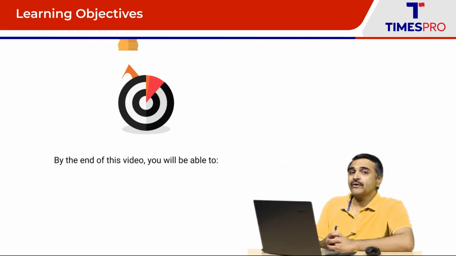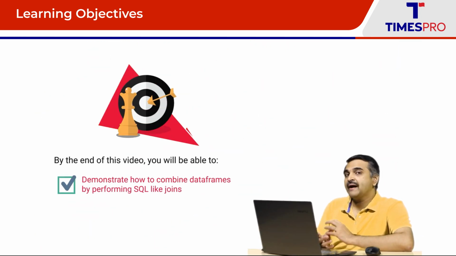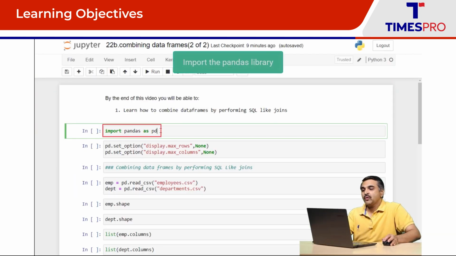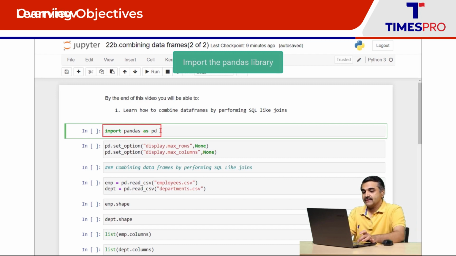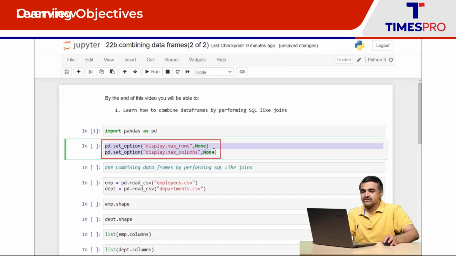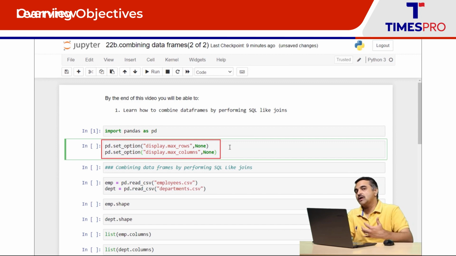In this video, we're going to learn about combining data frames by performing SQL-like joins. So let's first import the pandas library. I'm going to set these options to ensure that all the rows and all the columns of the pandas data frame are going to be displayed. By default, if your data frame is really large with many columns and many rows, when you try to print the entire data frame, only a few rows and columns are going to be printed. I just set max rows to None, max columns to None, no restriction, print everything.